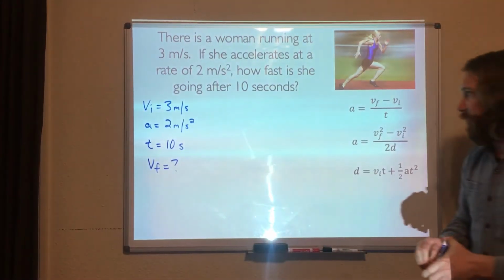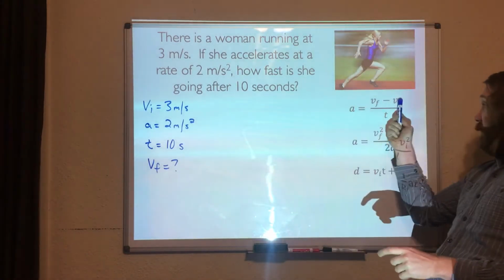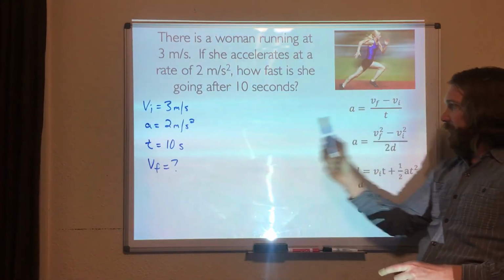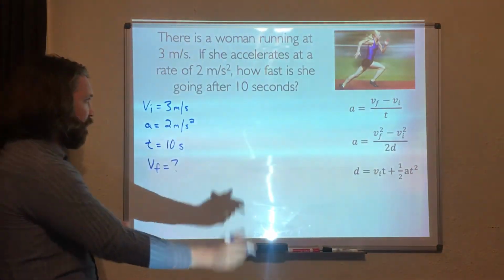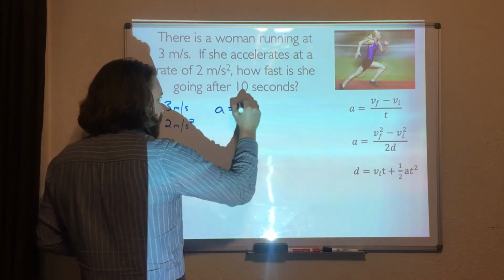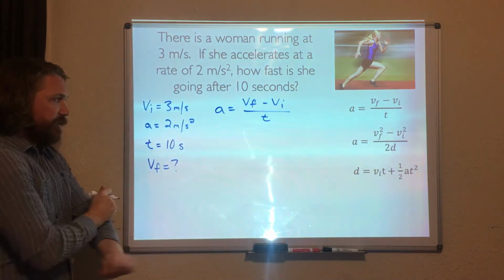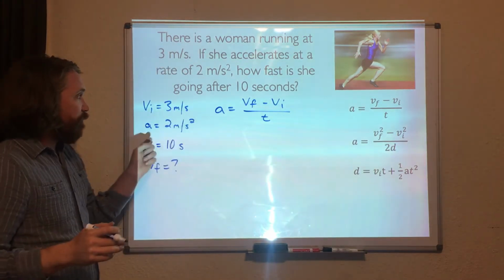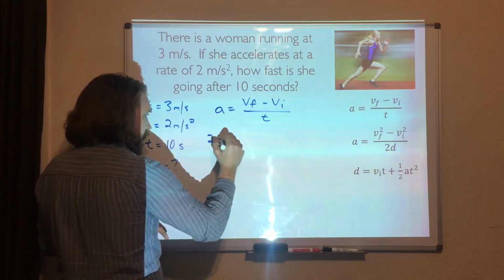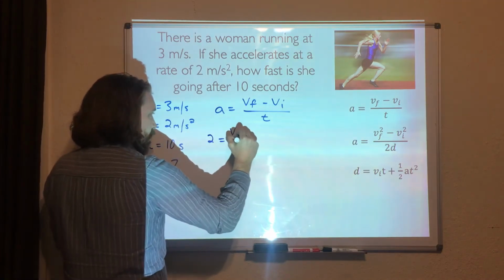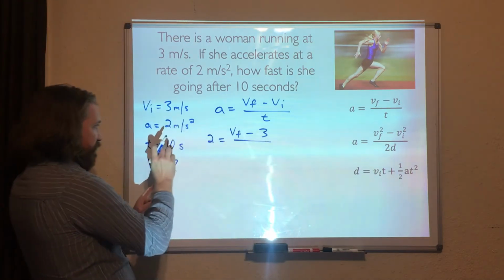All right. Can we use number 1? Acceleration. We know that. Final velocity. That's what we're looking for. Initial velocity, boom, time, we got it. Okay? This is our favorite equation. If we can use this one, we will. Write it down. Acceleration equals final velocity minus initial velocity divided by time. Right? That's step number 3. Step number 4, plug your numbers in. Acceleration is 2. Put it here. Our final velocity is, I don't know, minus our initial velocity, which is 3, divided by our time, which is 10.